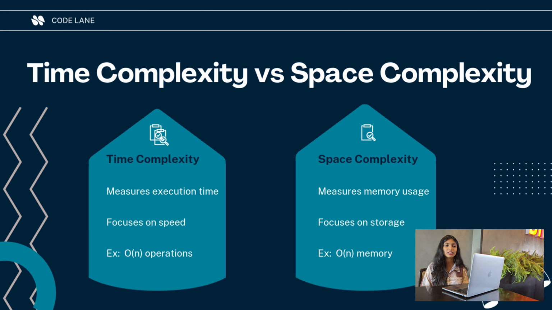Sometimes there is a trade-off between the two. An algorithm may become faster by using additional memory. Another algorithm may save memory but take more time to execute. Therefore, software engineers often balance both factors when designing efficient systems.